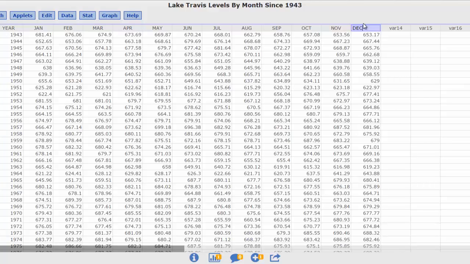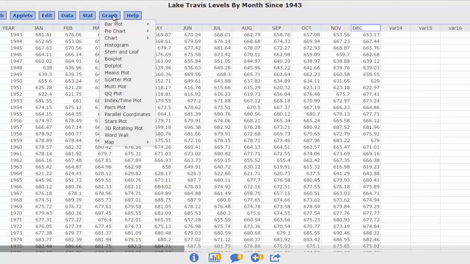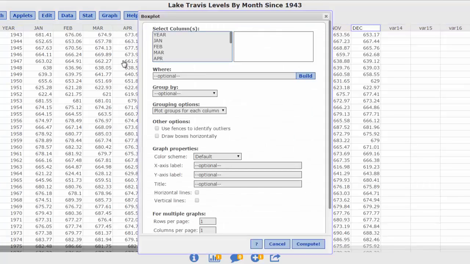All right, so I like the box plot here. So let's do a graph. Go down to box plot. You can see StatCrunch, of course, does all the standard graphics for categorical and quantitative variables, and even some more advanced ones that we might take a look at in just a second. So let's choose the box plot option, and I'll select all these months, January through December.